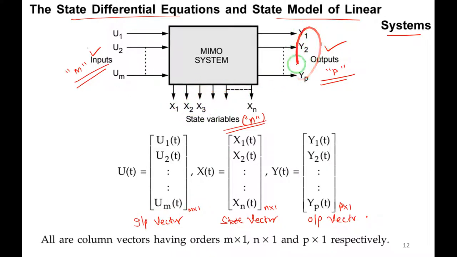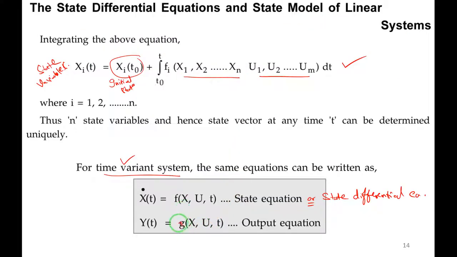In the same way, I can write the output equation. The output equation is also a function of the state variables and the inputs. So we will write it like this. You have defined f for state equation. Here we'll take that function as g. g is a function of the state variables and the input with respect to time for the time variant system. We call this the output equation. So x dot of t is a function of state variable and input, and the output y of t is also a function of the state variables and the input. This we call the output equation. Please try to understand. This equation is sufficient for us.